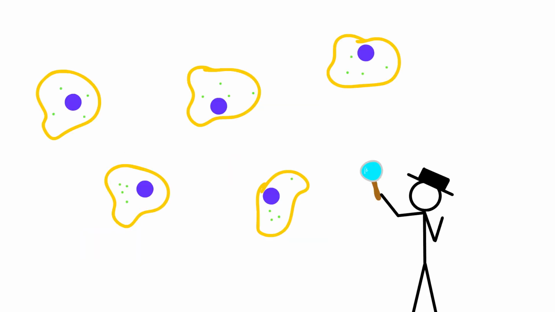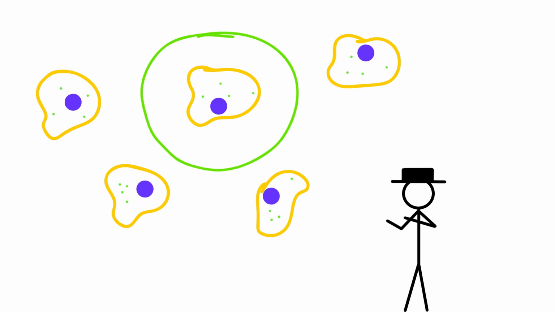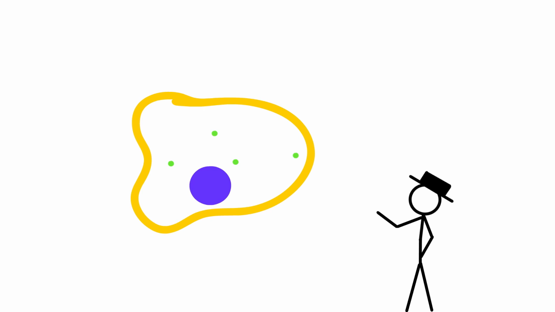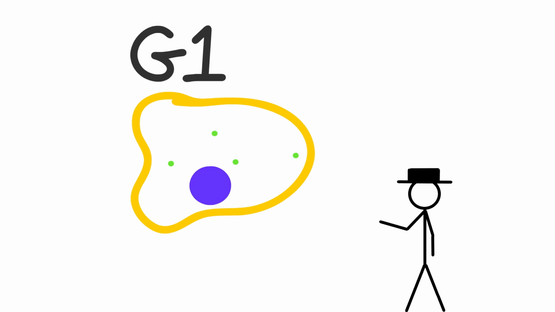First, let's pick a cell. Any cell. There. Now let's give her a name. Let's say Abigail. Nice. We will now focus on what happens inside Abigail as she progresses through the cell cycle. Abigail currently is in the phase G1. During G1, Abigail is metabolically active, doing her role in her local community of cells and continuously growing.